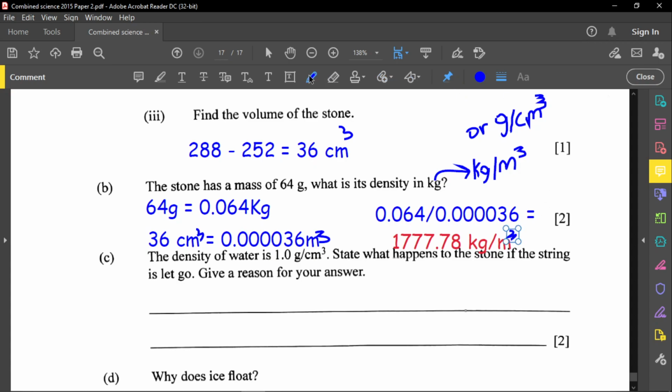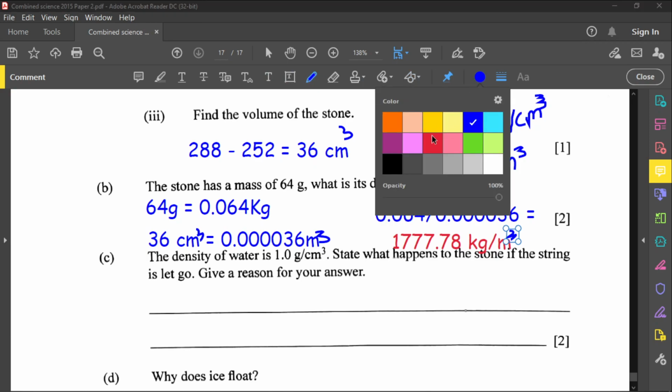Okay. There's also a shorter way to do this by just simply finding the density in grams per centimeters cube first, and then just multiplying by 1,000. So you could just divide the 64 by 36, that is in grams per centimeters cube. Then you multiply by 1,000. So let me just quickly show you over here. Just in case you're in the exam, I want to do this. Let me make sure I put this in a different color again.